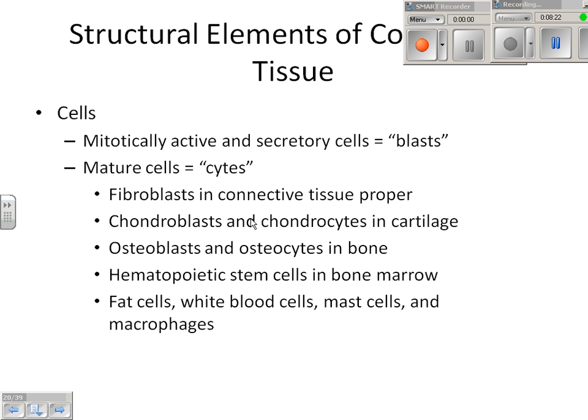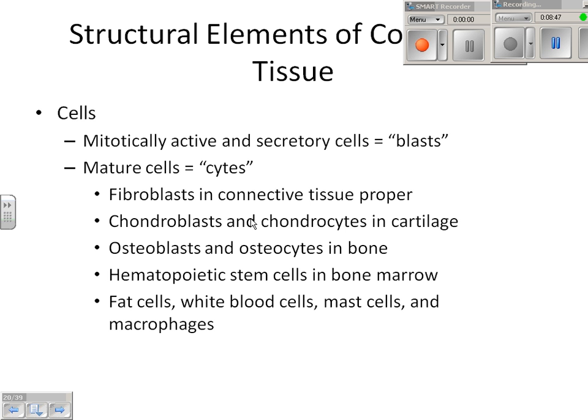Now let's talk about the cells that you find in connective tissue. Remember that these cells are different from looking at epithelial tissue. They're not joined next to each other. Remember, when we look at the connective tissue, you see a lot more ground substance. And then you'll see cells sparsely dispersed, typically through the matrix of the connective tissue.